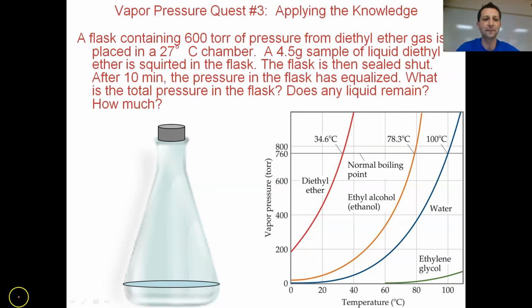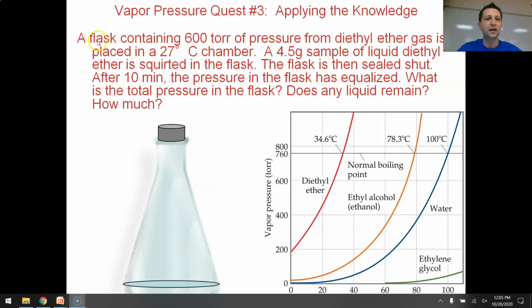All right, number 3. Let's take a look at what this one is. Okay, so a flask has 600 torr of pressure from diethyl ether placed in a 27 degrees Celsius chamber. Okay, 4.5 grams of liquid diethyl ether is squirted into the flask. Flask is sealed shut, 10 minutes pass, pressure is equalized. What is the total pressure in the flask, and does any liquid remain? And if so, how much?